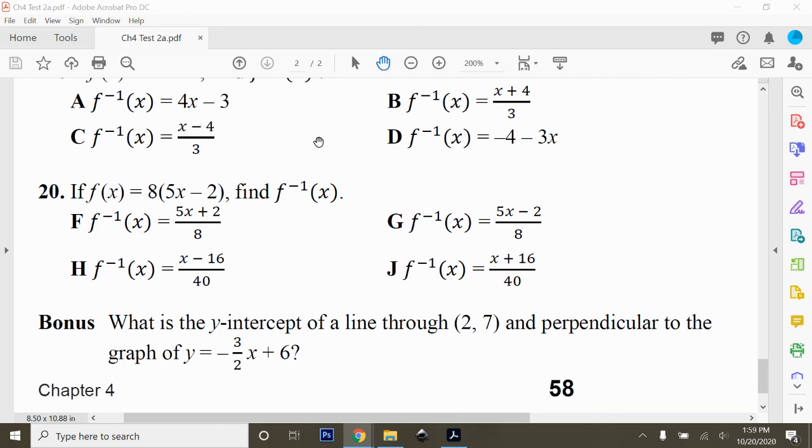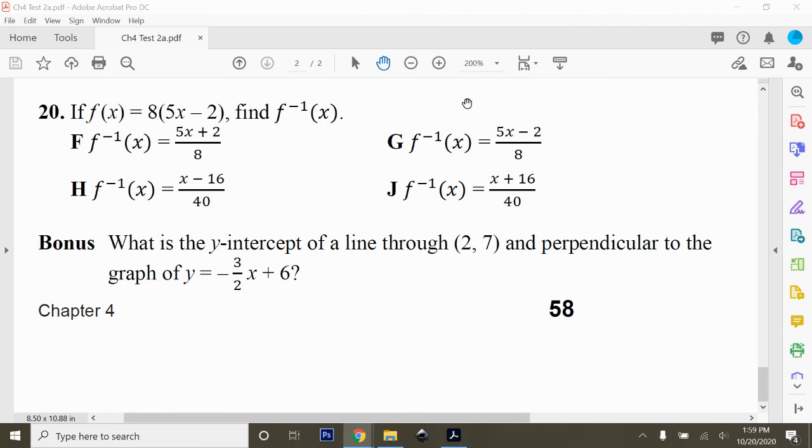20. If f of x equals 8 times (5x minus 2), find the inverse of x. F, the inverse of x is equal to (5x plus 2) over 8. G, the inverse of x is equal to (5x minus 2) over 8. H, the inverse of x is equal to (x minus 16) over 40. J, the inverse of x is equal to (x plus 16) over 40.